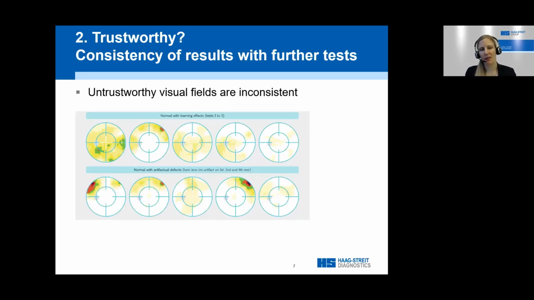Whereas when you look at these examples here, they're inconsistent. The tests are not repeatable. They're getting from better to worse to whatever. On the top, you see a learning effect. The first time a patient ever takes a visual field test, they may perform worse than in follow-up tests. On the bottom, you see rim artifact effects. They're not repeatable, they just happen every now and then. So if you're unsure about visual field reliability, it's always good to repeat the test once more.